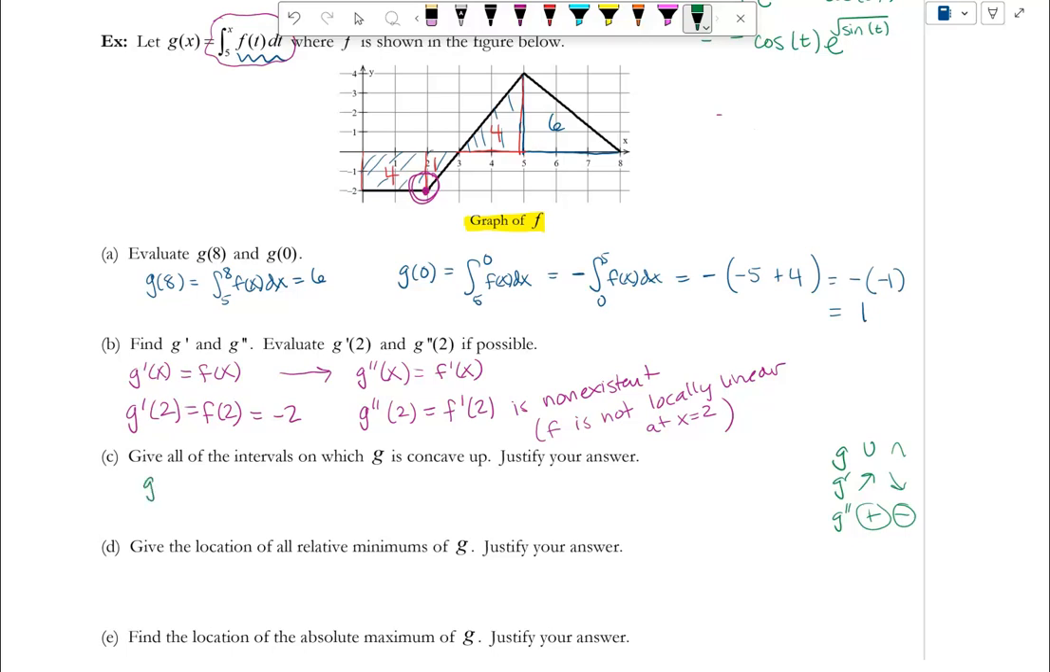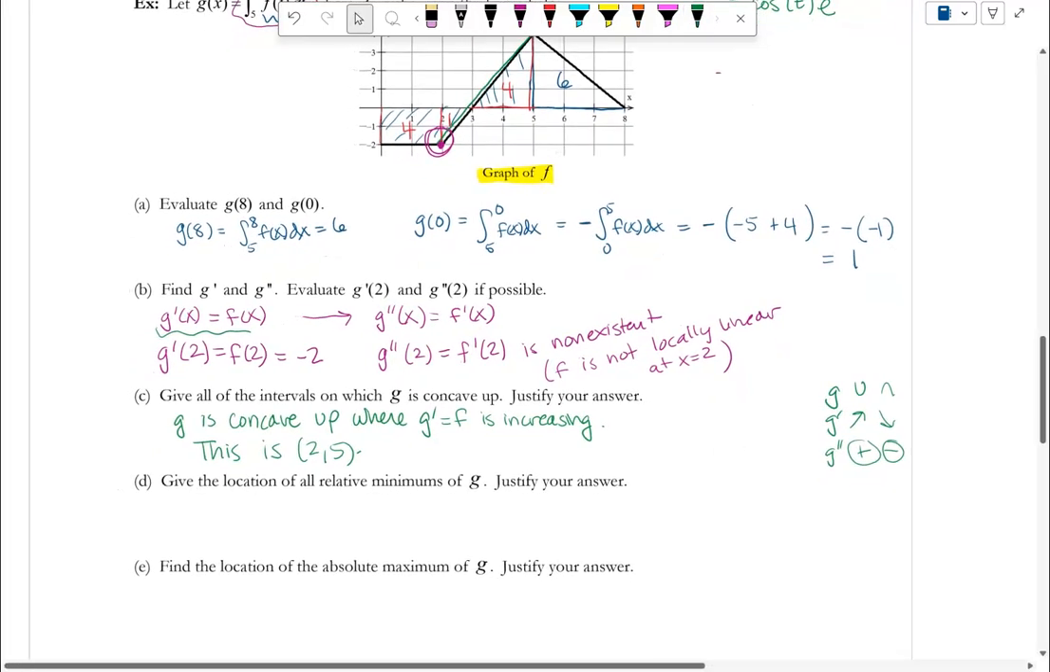So I might say that g is concave up. Sometimes I justify my answer first. Where g prime, and we've already established in part B that g prime equals f, but you could say it again, or you could just roll with g prime, but g is concave up where g prime is increasing. And so this is on the interval from 2 to 5. So again, my graph of f is increasing on the interval 2 to 5, and f is g prime.